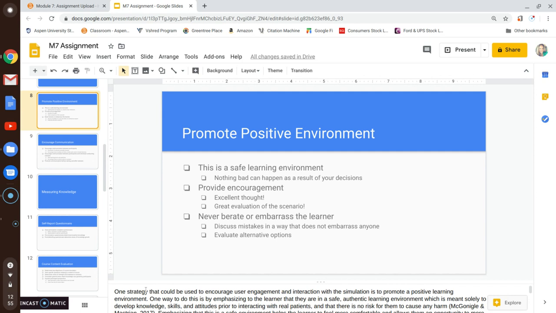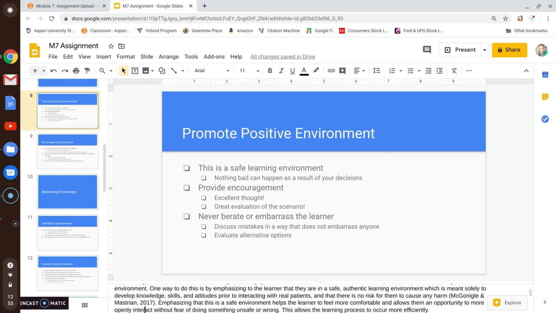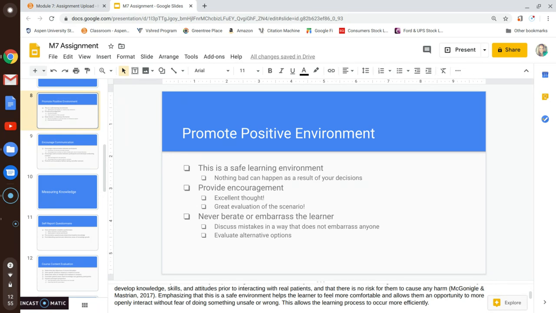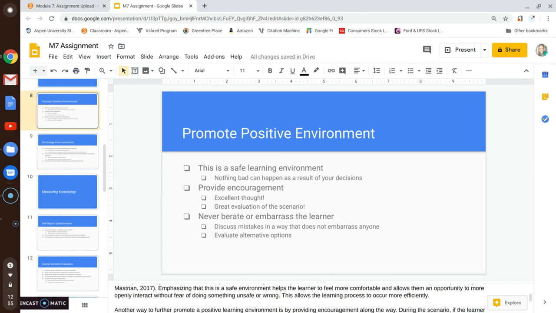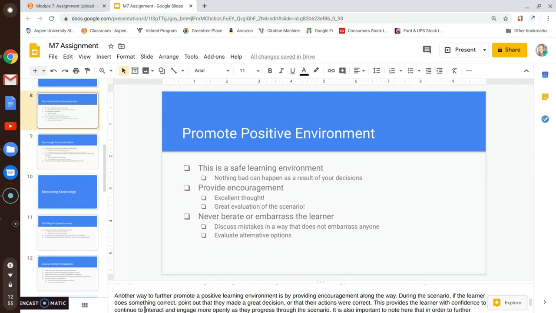One strategy that could be used to encourage user engagement and interaction with the simulation is to promote a positive learning environment. One way to do this is by emphasizing to the learner that they are in a safe, authentic learning environment, which is meant solely to develop knowledge, skills, and attitudes prior to interacting with real patients, and that there is no real risk for them to cause any harm. Emphasizing that this is a safe environment helps the learner to feel more comfortable and allows them an opportunity to more openly react without fear of doing something unsafe or wrong. This allows the learning process to occur more efficiently.